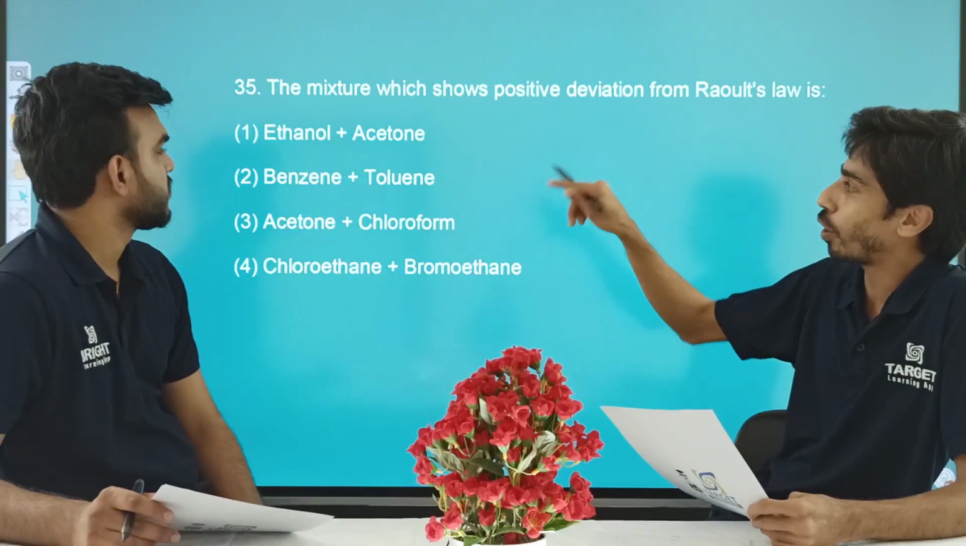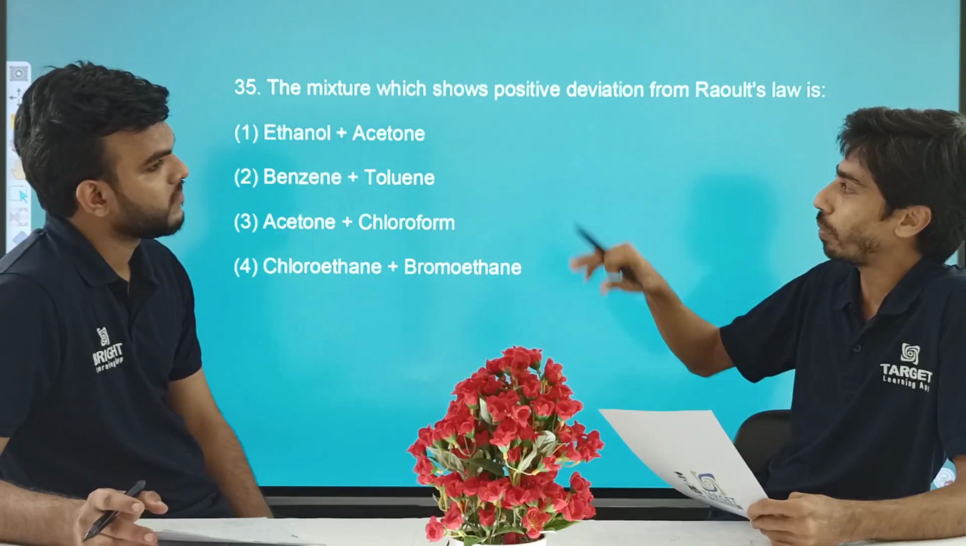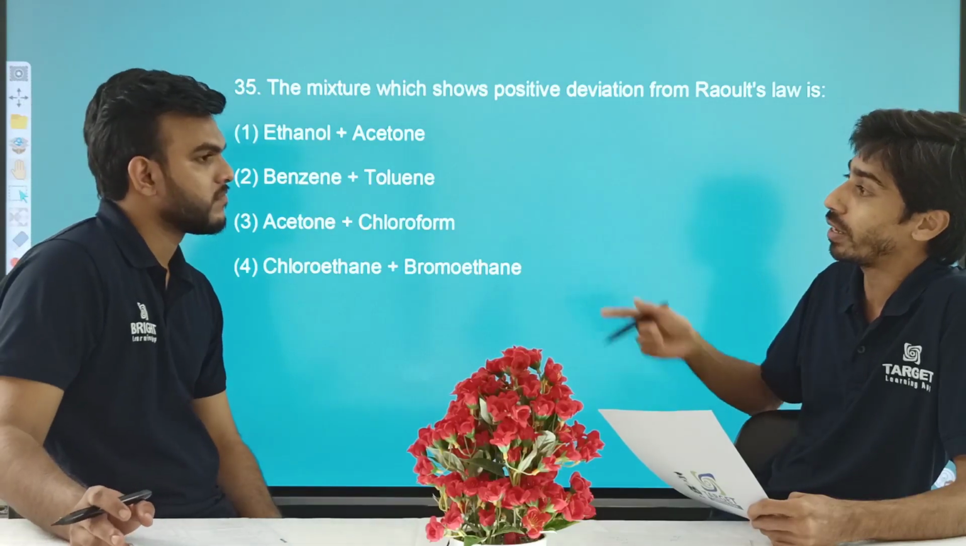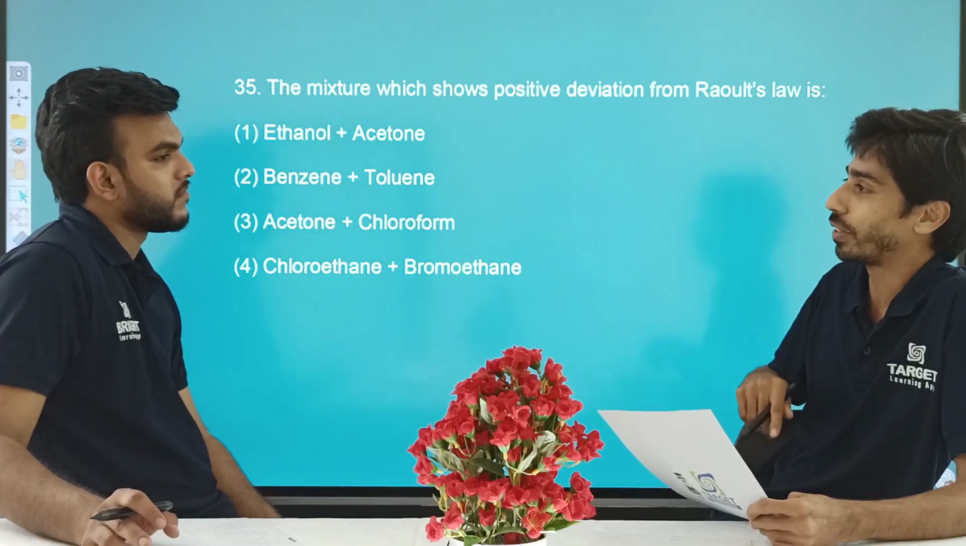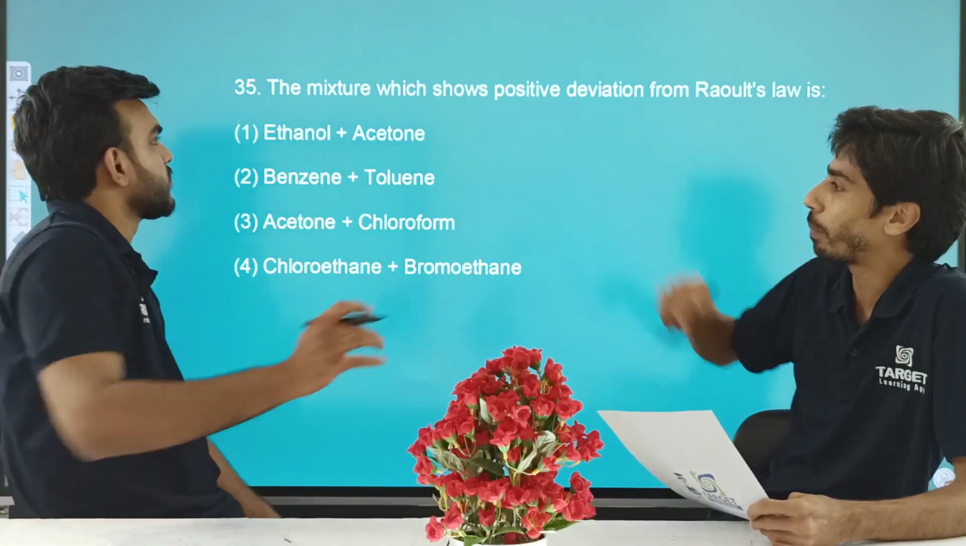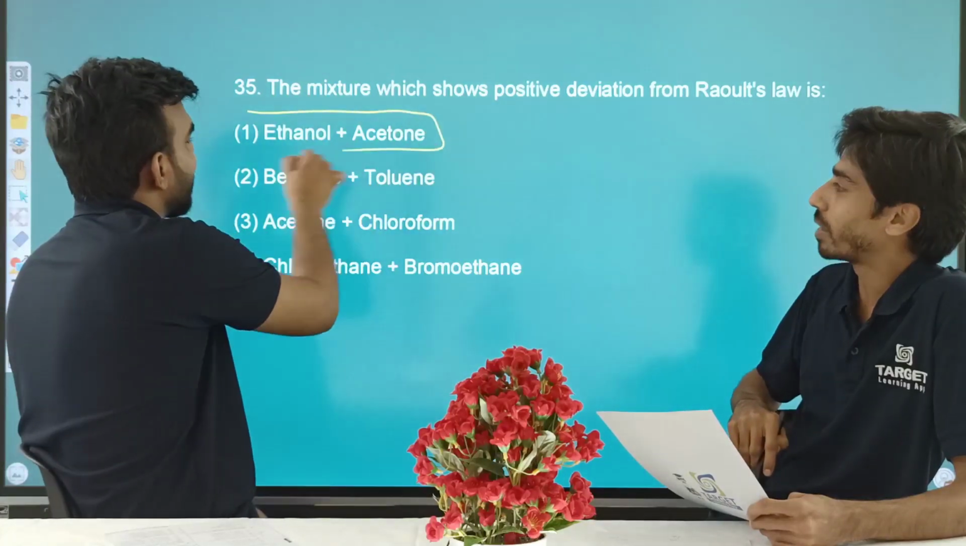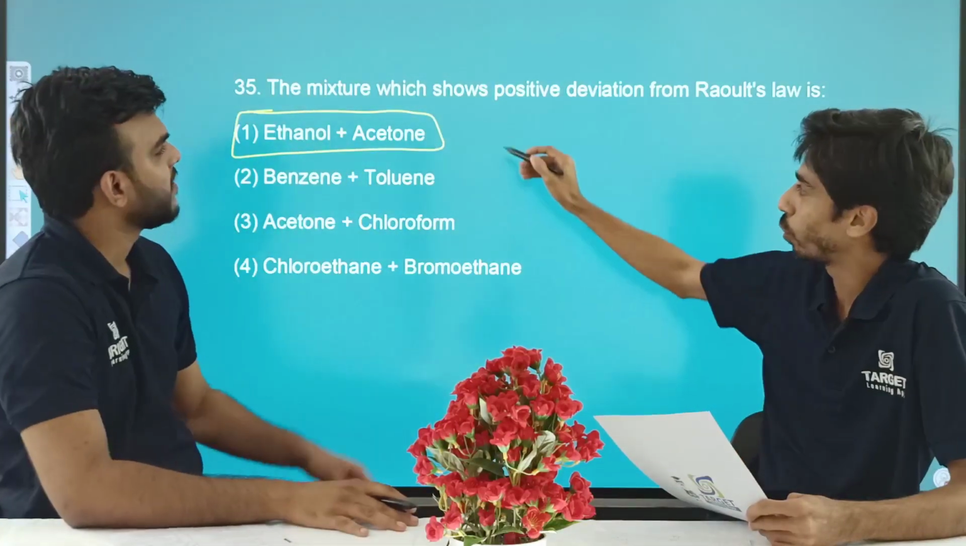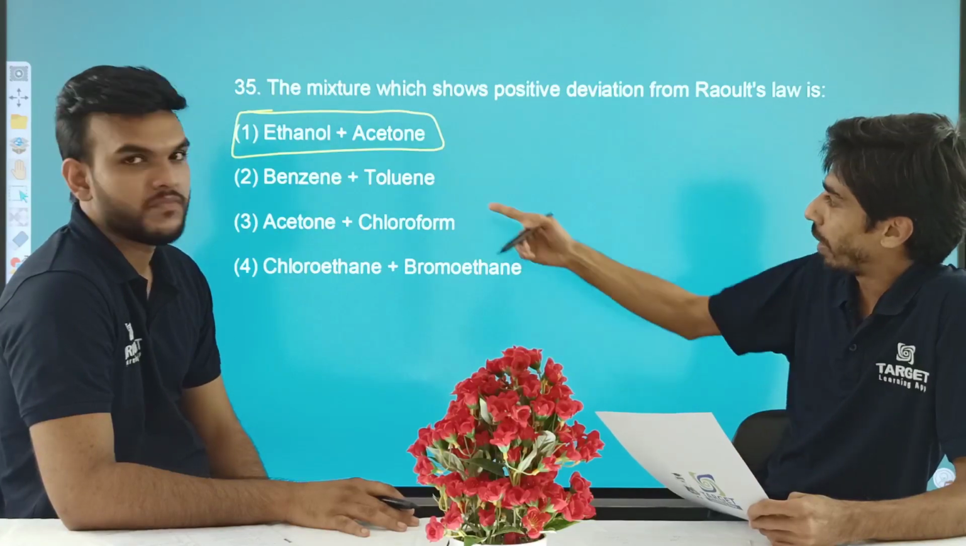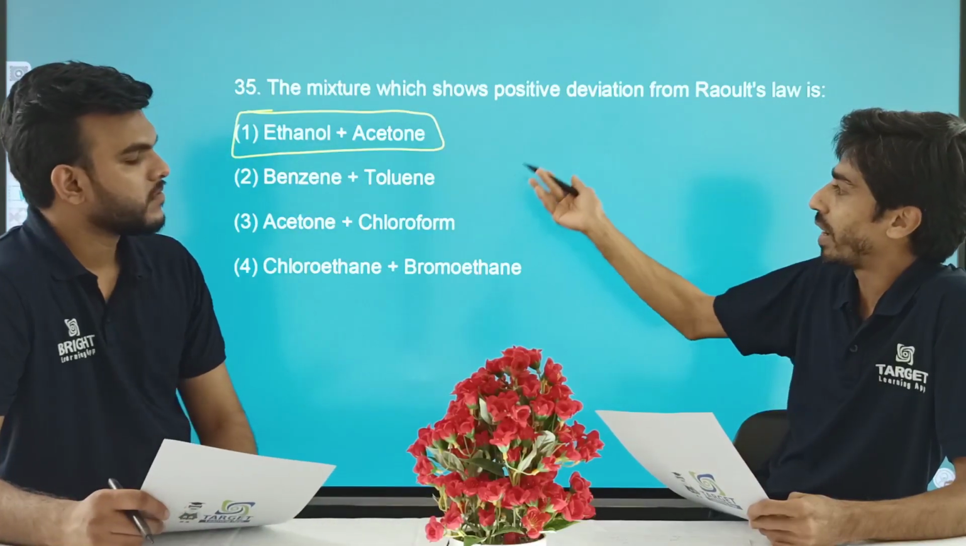So in the ethanol acetone mixture, the molecules of ethanol will find it easy to escape than in their pure state. So they show a high vapor pressure. I think that will be the right answer. So actually, they show positive deviation. Okay, fine. Then benzene and toluene form an ideal solution.